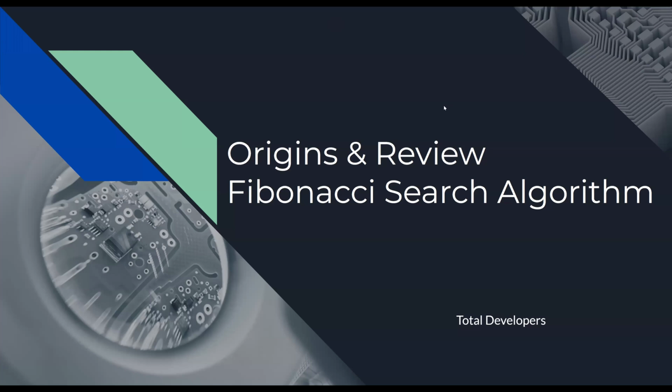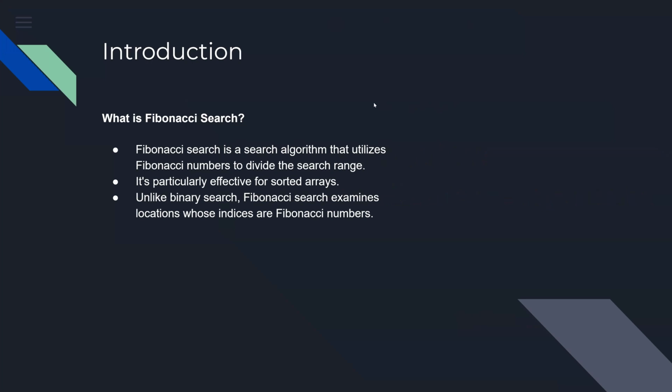First things first, what is the Fibonacci search? The Fibonacci search is a search algorithm that utilizes the Fibonacci numbers to divide the search range. It's particularly effective for sorted arrays, and unlike binary search, Fibonacci search examines locations where indices are Fibonacci numbers.